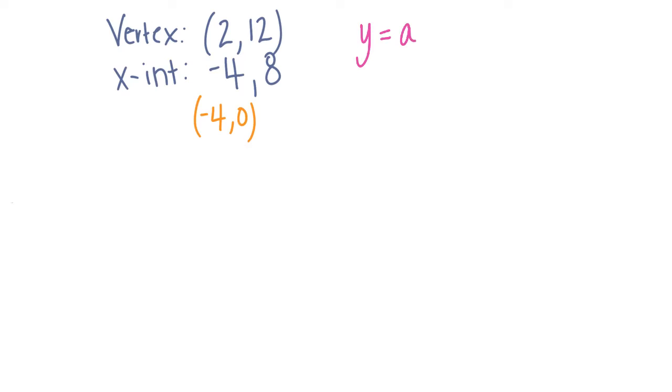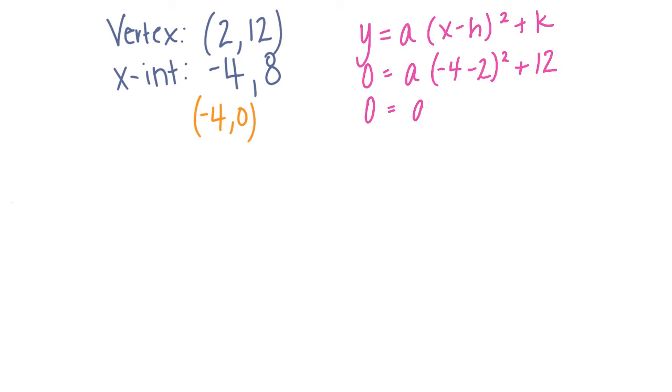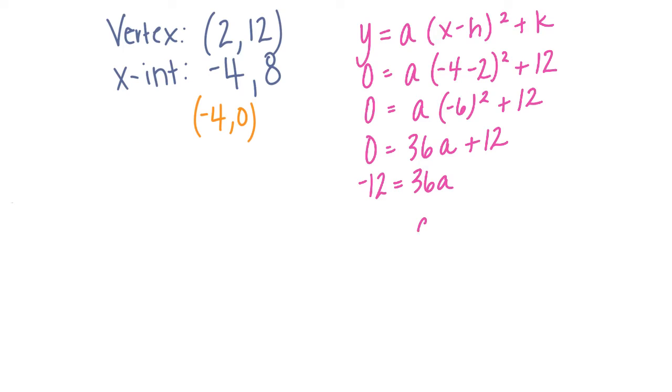y equals a times x minus h quantity squared plus k. I know my y is 0. I don't know my a. My x is -4. My h is 2, and my k is 12. So when I solve for a, I get 36a plus 12, and I subtract the 12 over, and a is equal to -1/3, because -12 over 36 is -1/3.